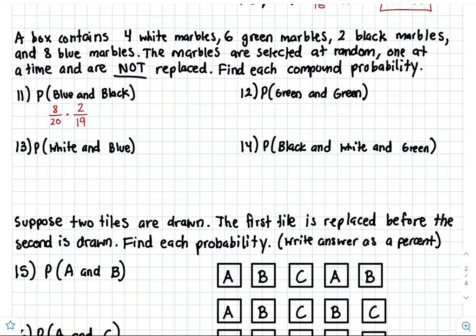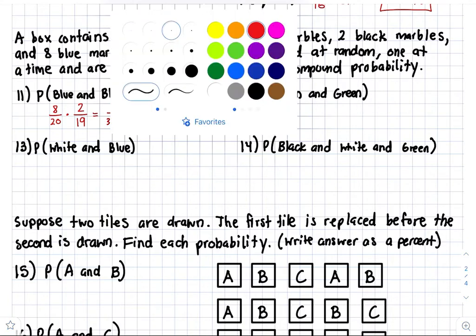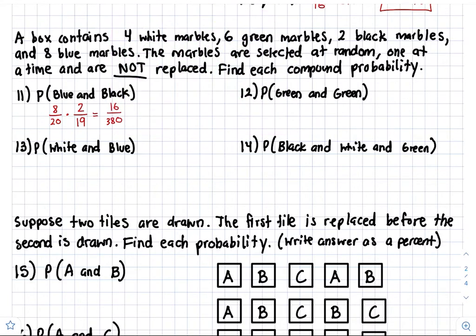So we have this. We're going to simplify this, you guys. So 2 times 8 is 16. 20 times 19, you guys, is 380. Now, you guys, we can divide top and bottom by 4, I believe. We can divide top and bottom by 4. And we're going to get 4 over 95, since 380 divided by 4 is 95. So this is the probability of getting a blue one and then a black one.